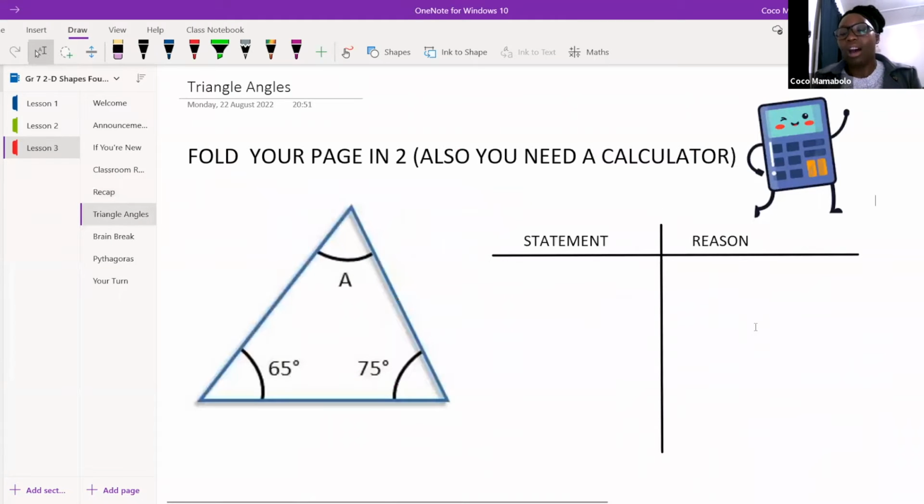Okay. Now, I need you guys to go get your piece of paper or in your book that you normally do your work in. I need you to take one of the pages that you're writing on and fold it in half. Let's fold it in half. And also, you're going to need a calculator for this one. I don't particularly think some of you will need a calculator, but if you're like, ma'am, double digits is hard for me, then you might need a calculator for this one.